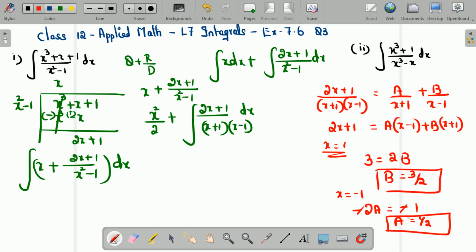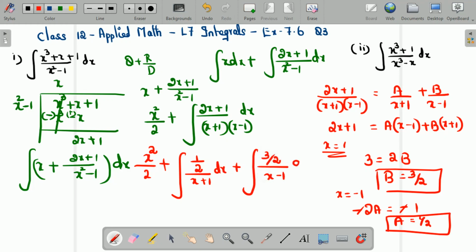So now we are going to substitute this here. This we already integrated, so let's copy that. So x squared by 2 plus this will be changed as integral of (1 by 2) divided by (x plus 1) dx. I am breaking the integration also into parts. So this will be plus integral of (3 by 2) divided by (x minus 1) dx. Now the 1 by 2 and 3 by 2 are constants, so I'm going to take them out.